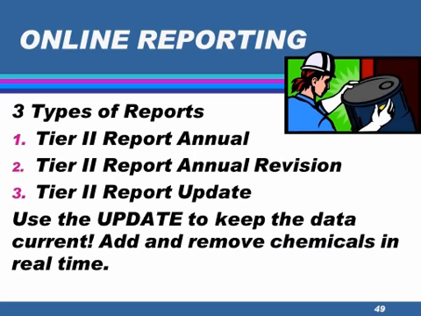We've got 3 types of reports: Tier 2 report annual, Tier 2 report annual revision, and Tier 2 report update. So you do your annual report, that's for the previous full calendar year. You screw that up, you do a revision, an annual revision. The update is for any changes that happen after the annual report. So you're going to use your update to keep the data current.